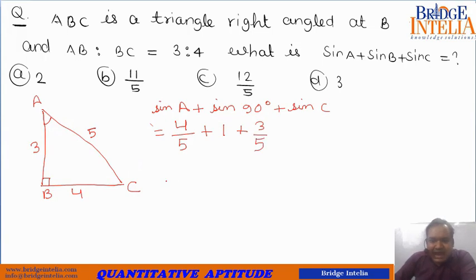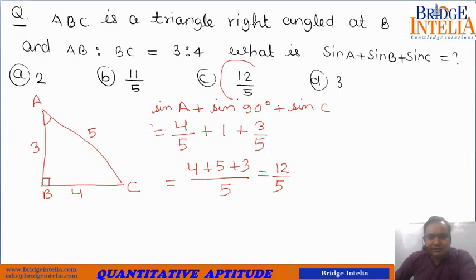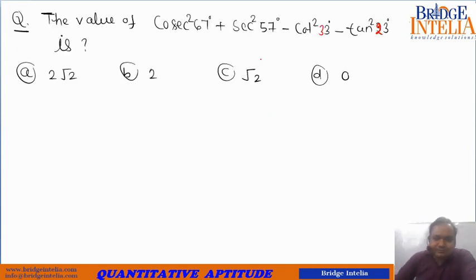So if you add this up, let's see what this comes out to be: 4 plus 5 plus 3 upon 5. So this comes out to be 12 upon 5. So 12 upon 5 is the answer. Now let's move further.